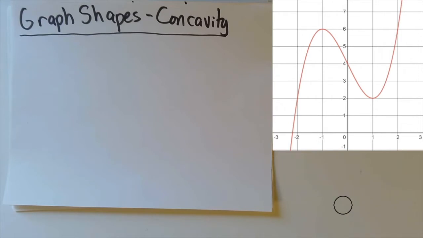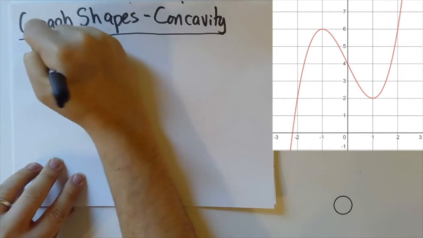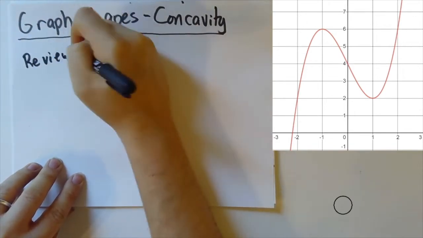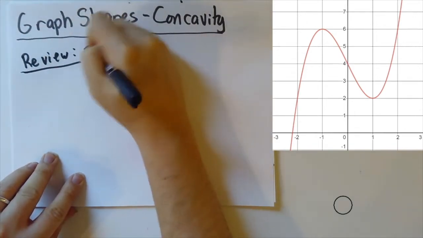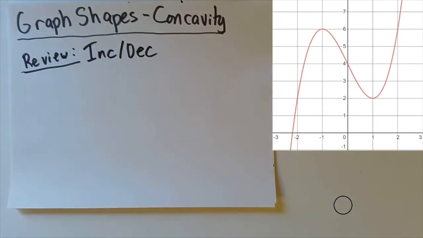So, what are we going to talk about this week? Well, this week we're going to be talking about the shapes of graphs, and we're going to review one thing we've already talked about a lot. So we're going to review what increasing and decreasing look like and how we'll figure out those things. And so those dictate things about the shape of the graph.